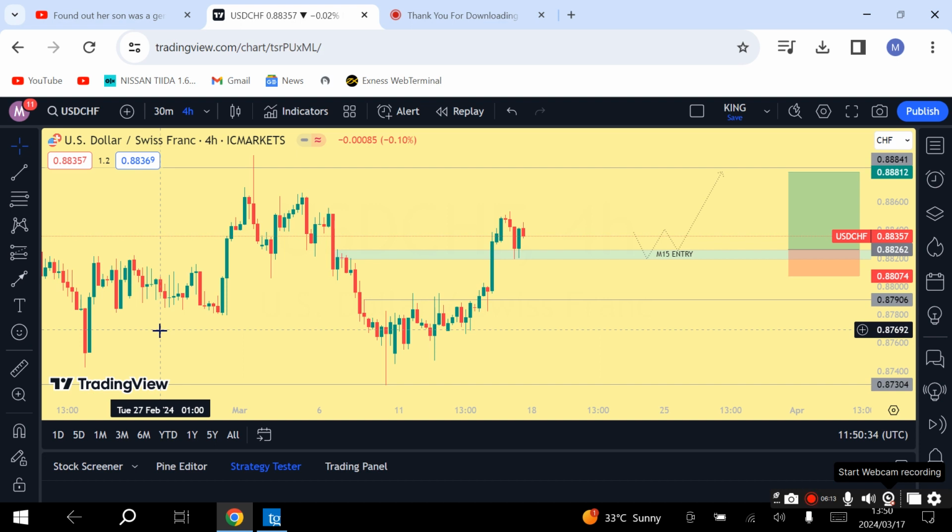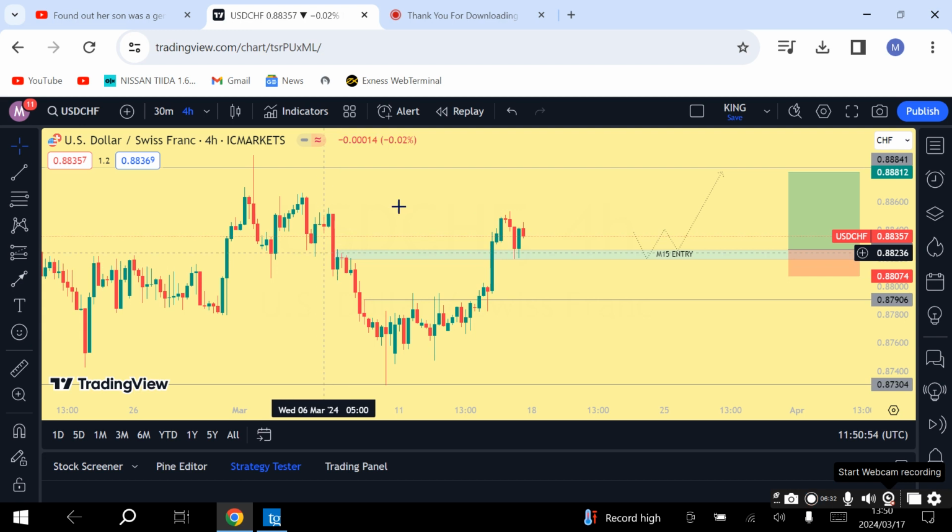I can only choose a currency pair that has a weekly, daily, and a H4 time frame in sync. Anything other than that, I do not entertain, right? So the reason why I went for the USD CHF, it was based off that, right? Now let's get back to this.